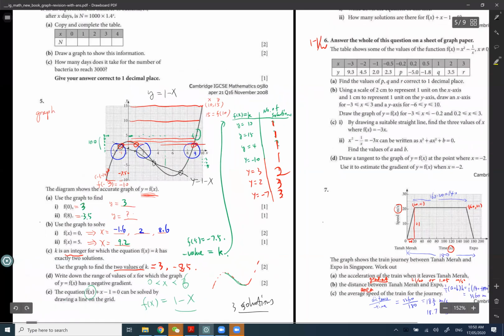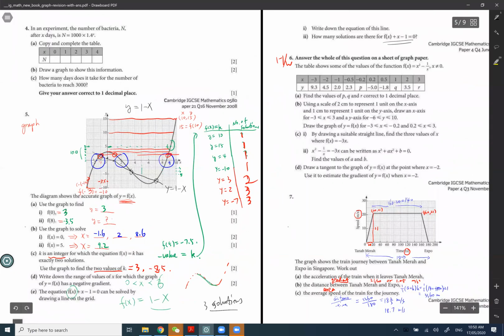Or there'll be the other part here. How many solutions? 3 solutions. The equation is just 1 minus x. Using a graph to solve equations. We can check one more question, just using a graph to solve equations.